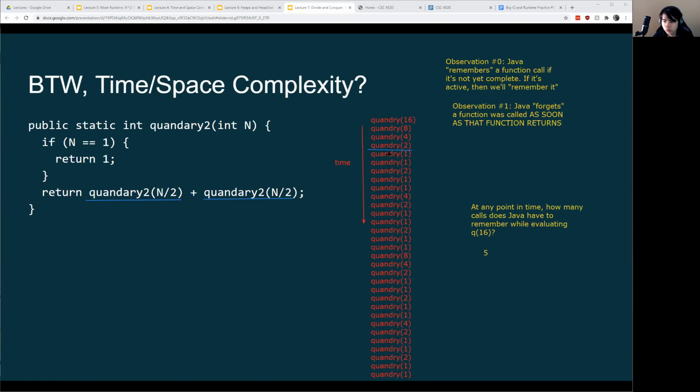Quandary of 4 calls quandary of 2. Quandary of 2 calls quandary of 1. At this point, quandary of 1 can return right away, so we actually just forget it, right? Up until now, we had remembered 5 things, and then we just erased 1. So now we're up to 4.